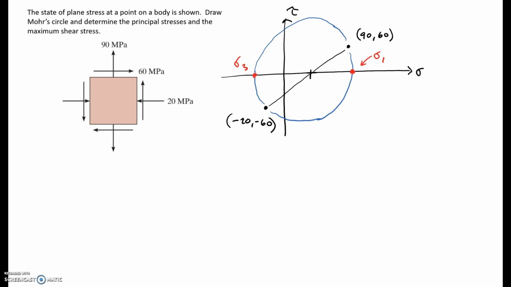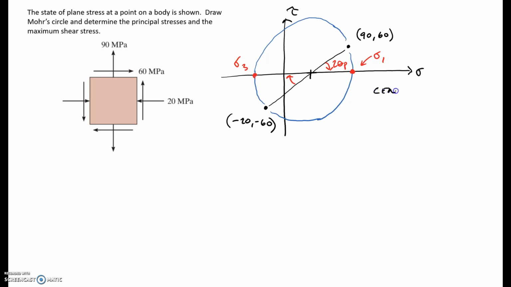Okay, and it looks like from the current orientation, we're going to have to rotate clockwise 2 theta p, P for the subscript of the principal planes. We're going to have to rotate clockwise that amount in order to get to the principal planes, to where sigma 1 and sigma 3 are. Okay, so again, Mohr circle, all you need to know is where's the center, where's the radius, and then you're home free from that point.